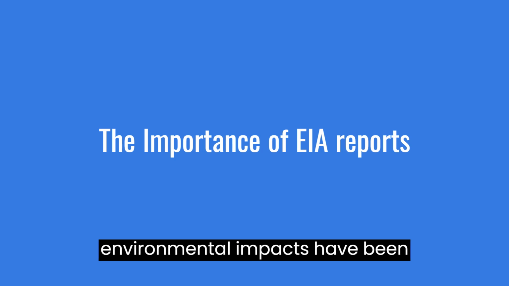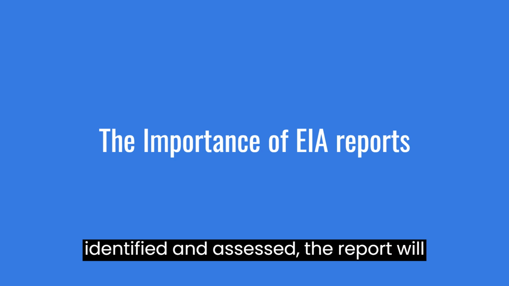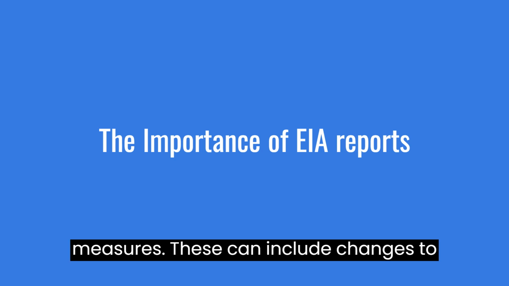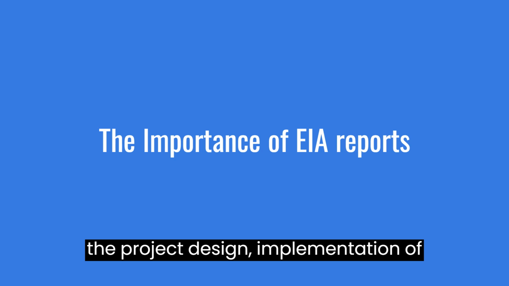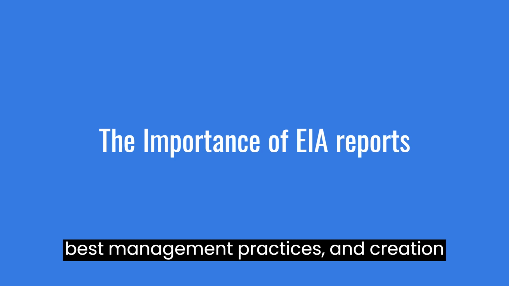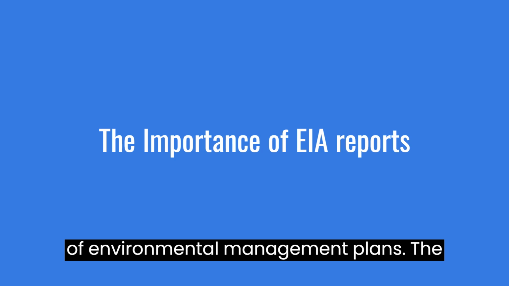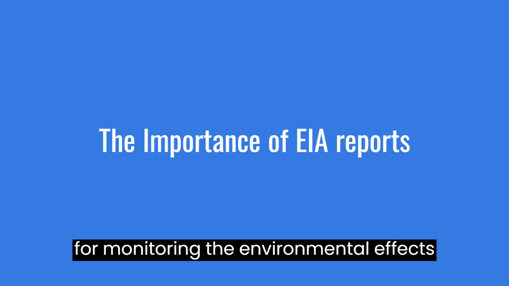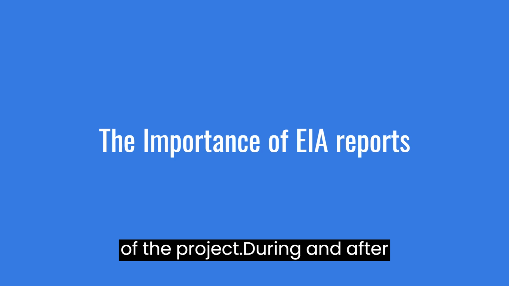Once the potential environmental impacts have been identified and assessed, the report will include recommendations for mitigation measures. These can include changes to the project design, implementation of best management practices, and creation of environmental management plans. The report will also include a detailed plan for monitoring the environmental effects of the project during and after construction.